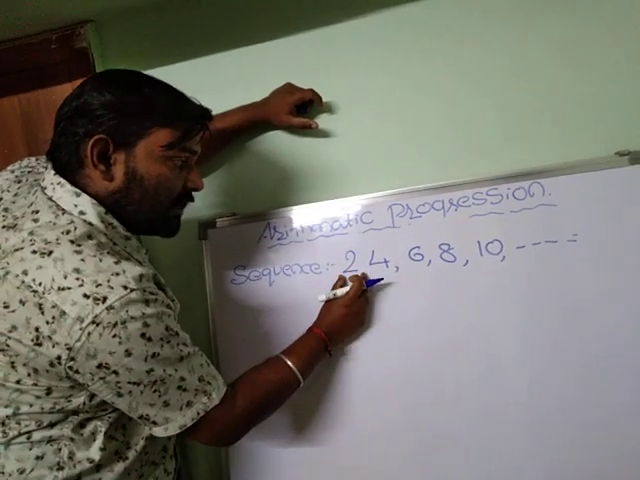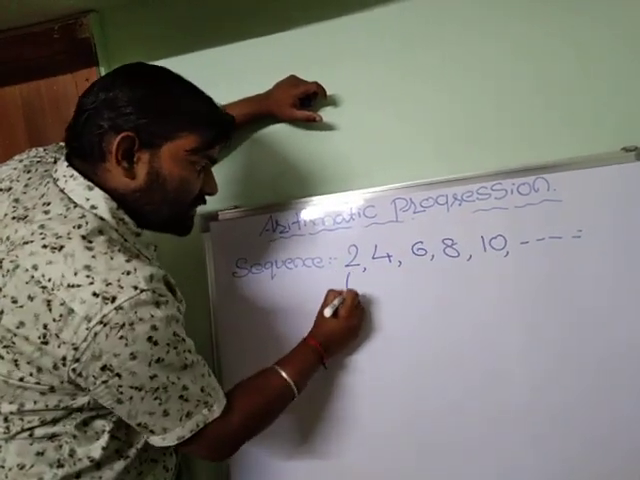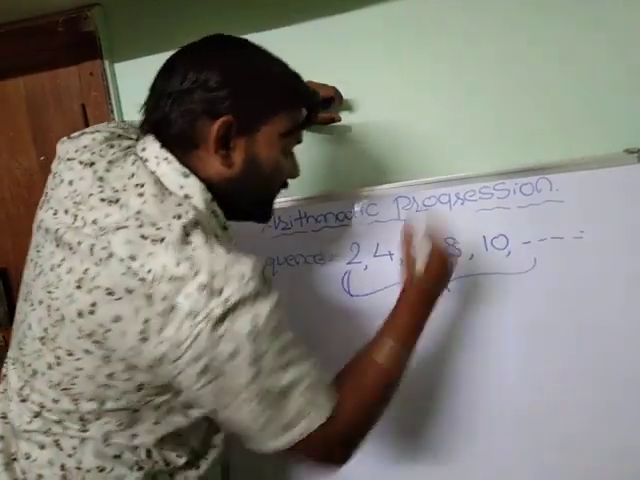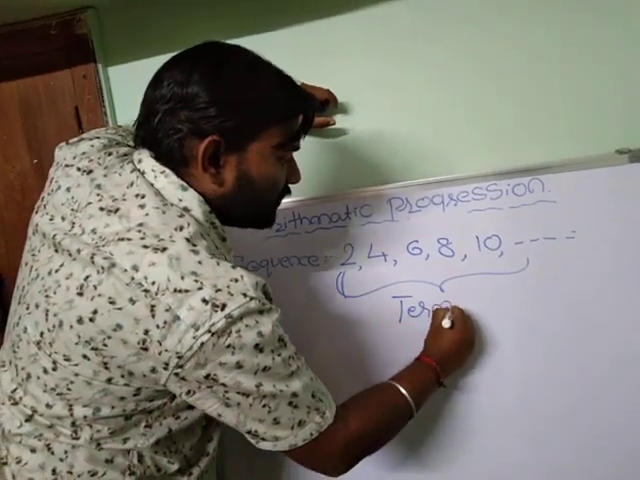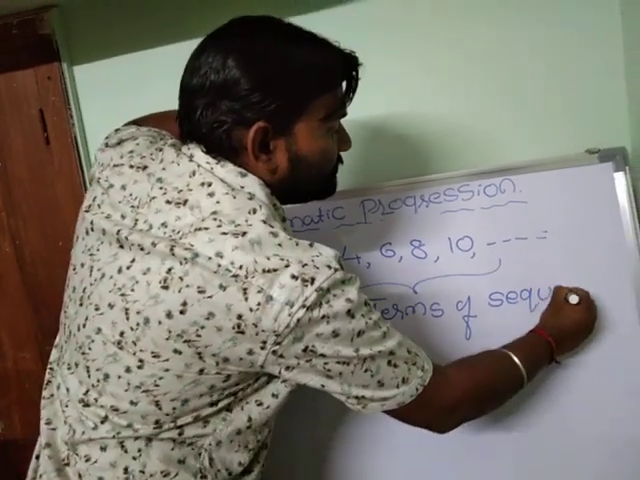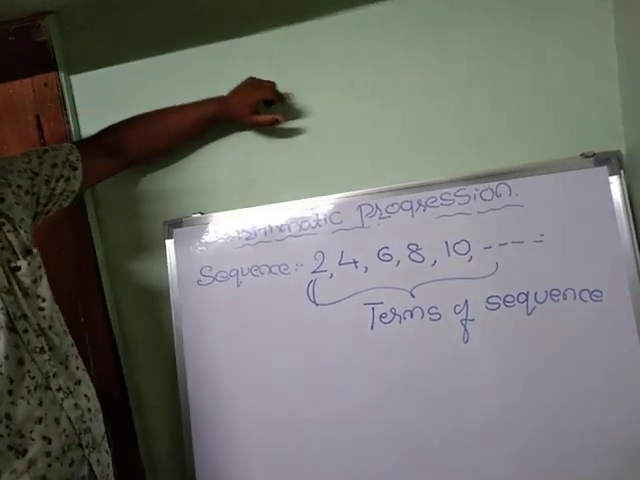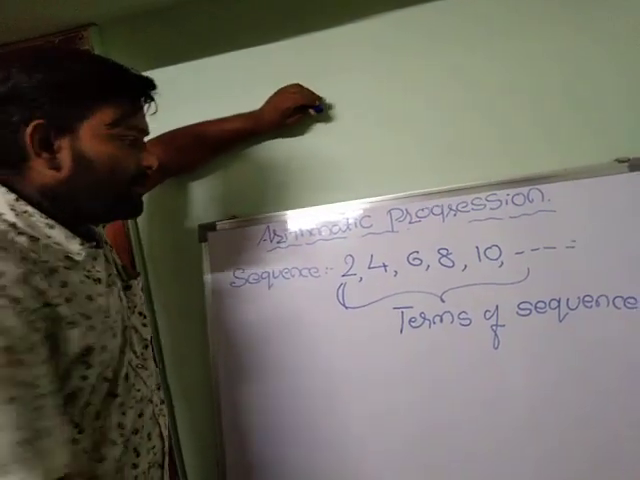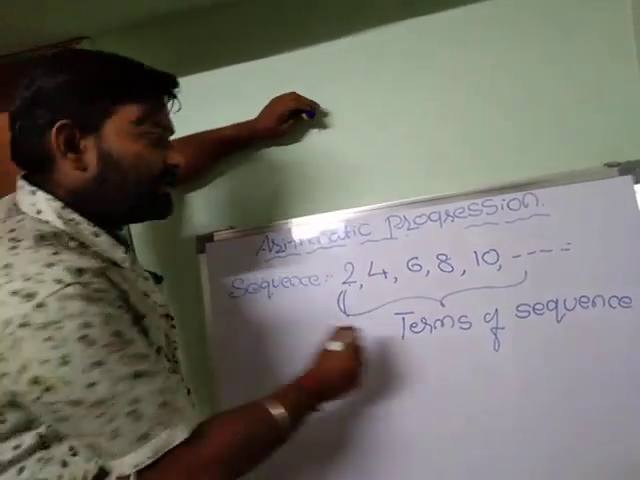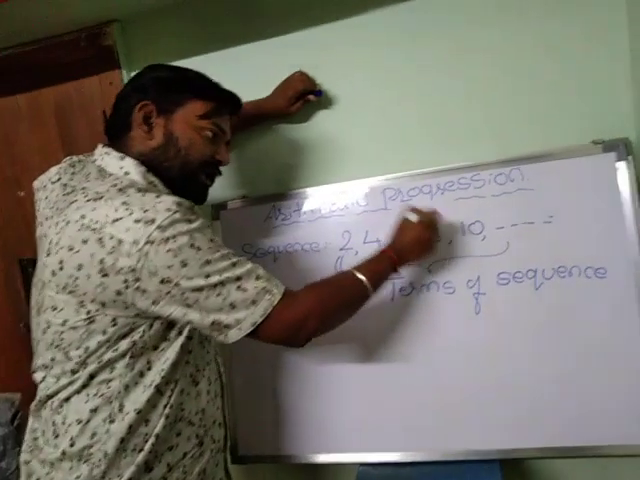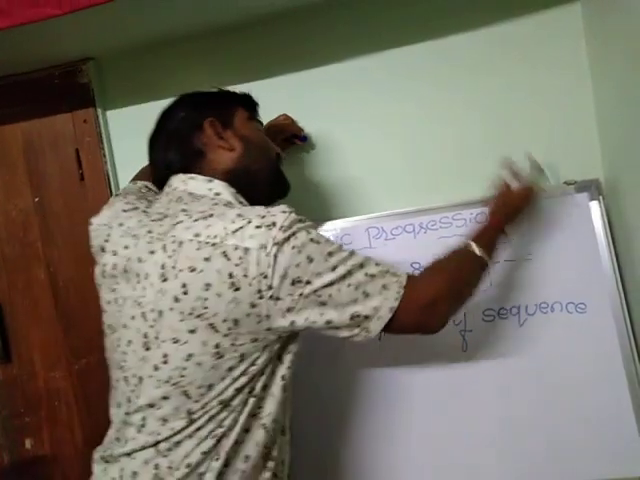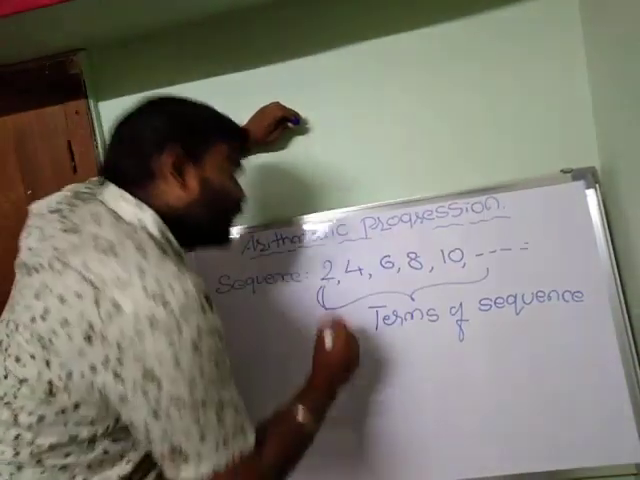The numbers present in a particular sequence are called the terms of the sequence. Let it go up to infinity, no problem. Those are all called terms of the sequence. 2 is the first term. 4, second term. 6, third term. 8, fourth term. 10, fifth term, and so on. Where does it go? It goes up to the nth term.